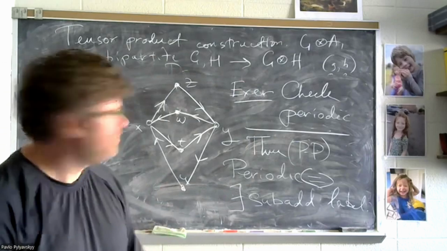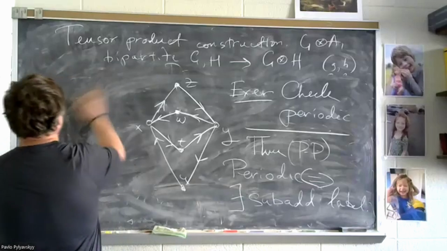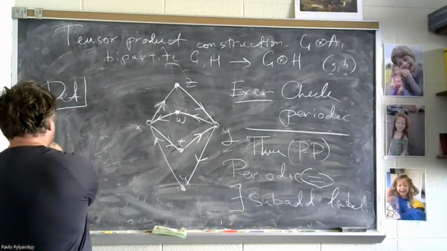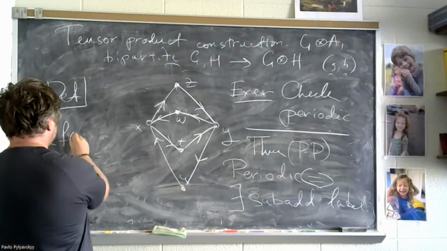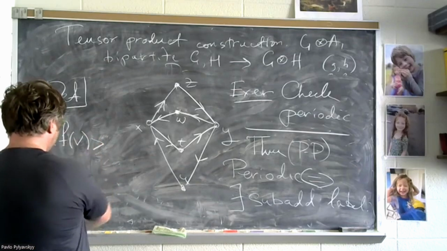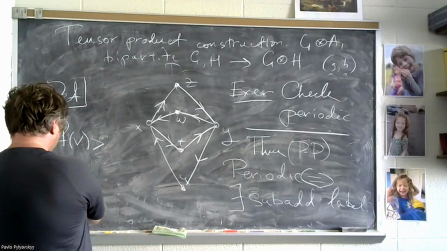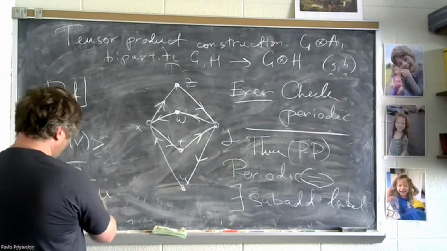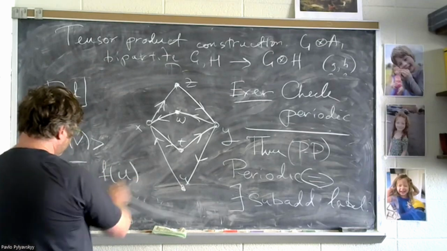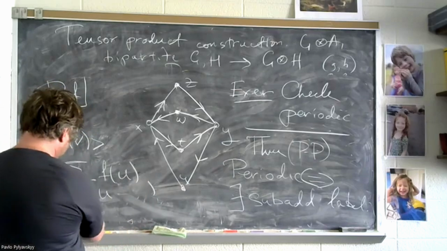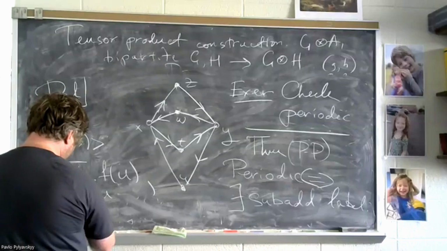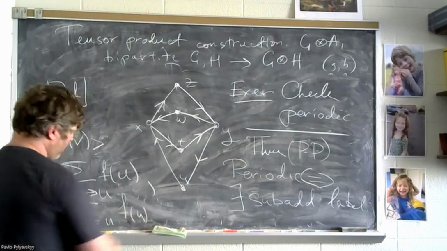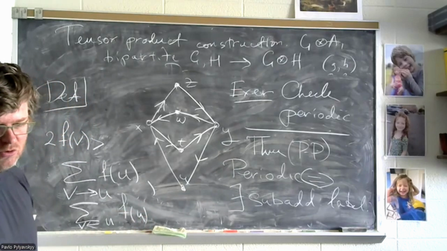And that's it. So our definition of subadditive will be almost the same as before: twice the value at vertex V should be bigger than the sum over all neighbors outgoing from V, f of u. And it should also be bigger than the sum of all neighbors incoming into V, f of u. Okay, does this make sense?